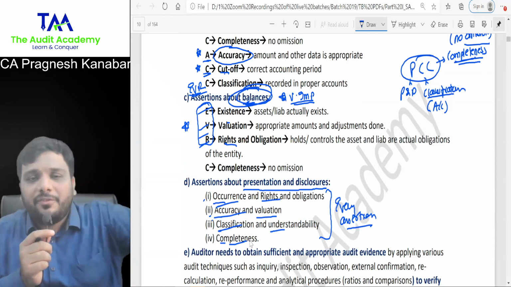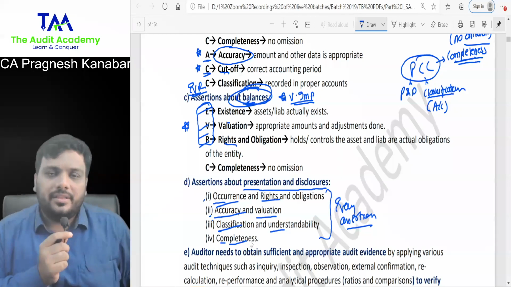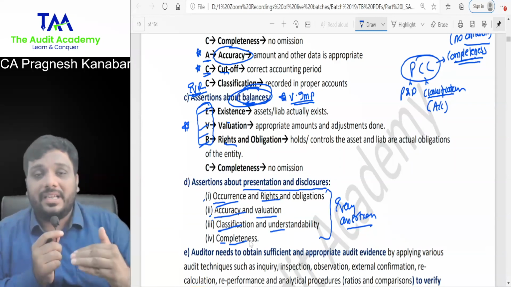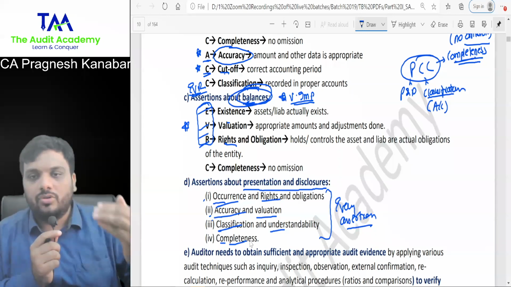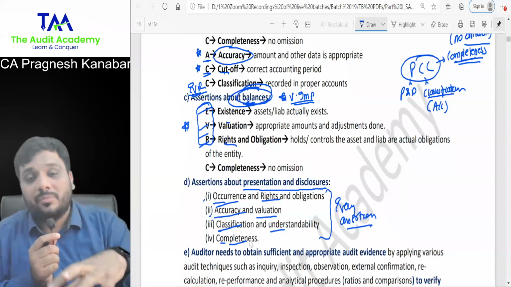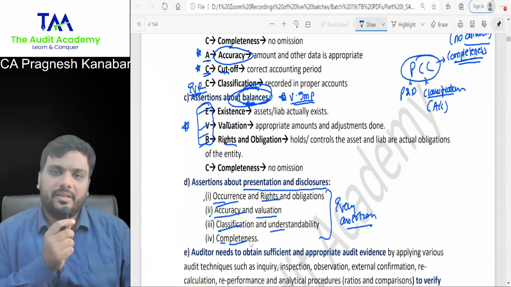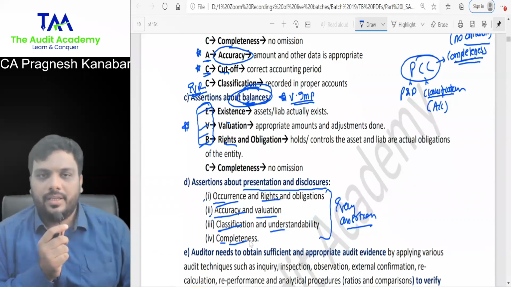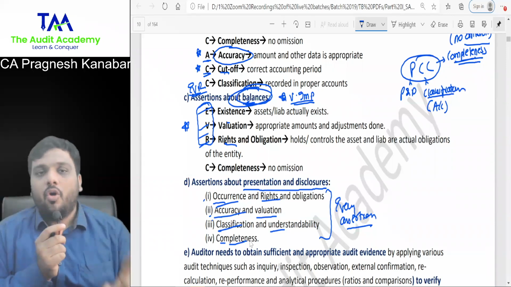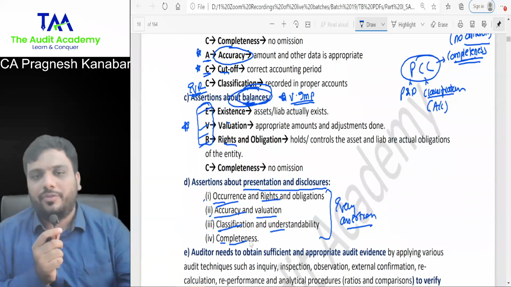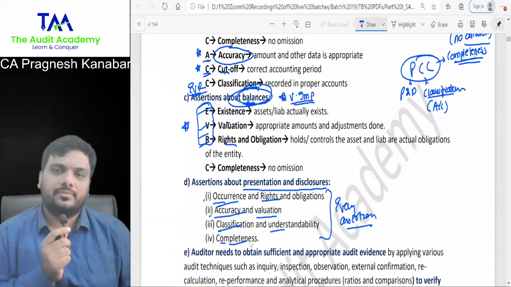In SA 550, related parties, they will continuously focus upon whether related party transactions have been shown in the notes to accounts, in the balance sheet, in the P&L, whatever it is, but they will continuously focus upon the presentation and disclosure of related party transactions. So you should feel that discussion. All right. In SA 540, auditing accounting estimates, it will be all about valuation of estimates and presentation and disclosure.